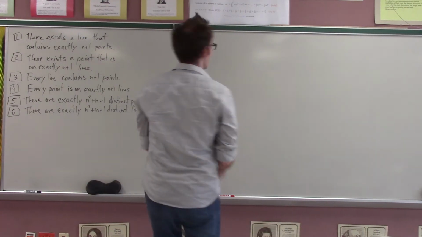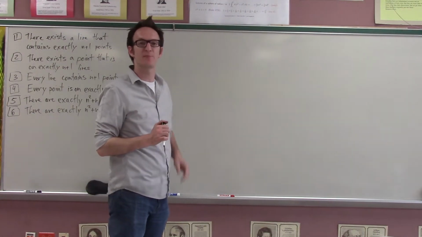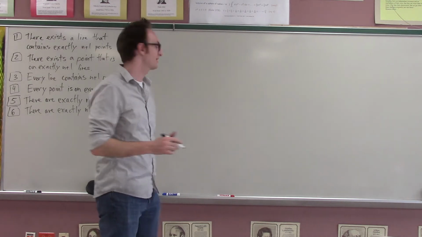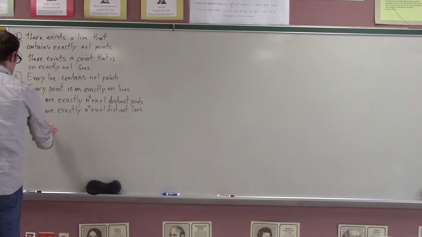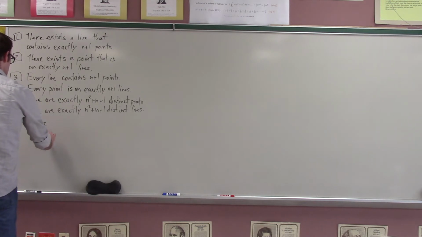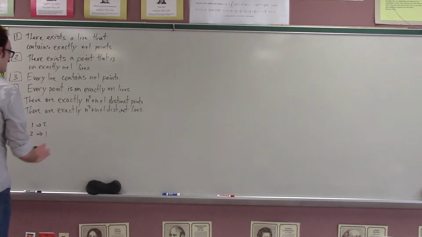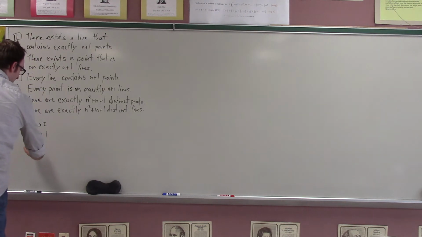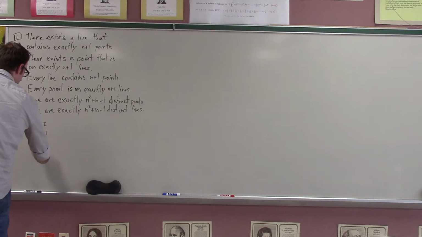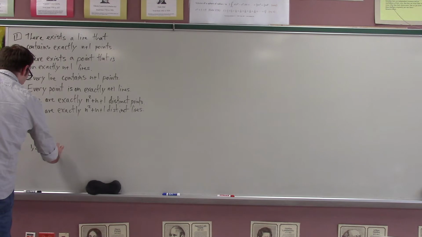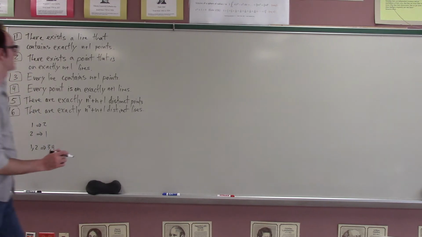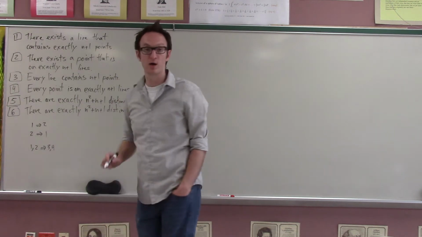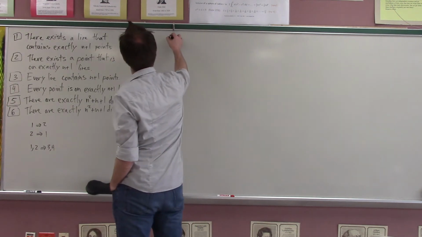Okay, I'm back just to wrap this up. In the previous videos, we showed that 1 implies 2. We showed that 2 implies 1. We also showed that 1 and 2 together imply 3 and 4. And now we're going to show that 3 and 4 imply 5 and 6.